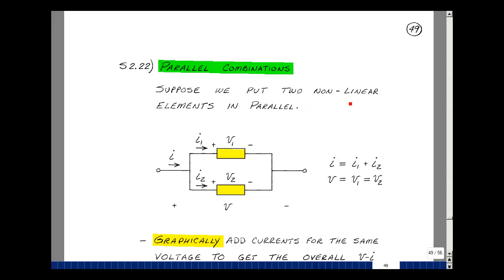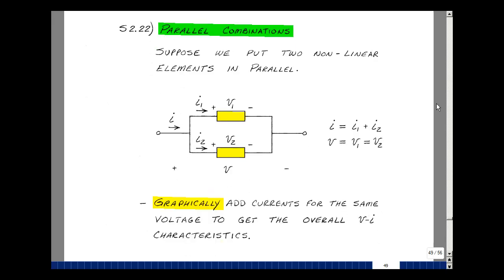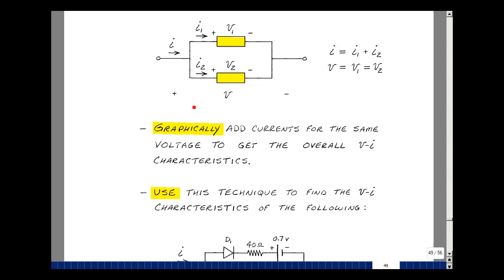Suppose we put two nonlinear elements in parallel, shown here. What can we say about this interconnection? The voltage V across the pair is the same as the voltage across each element, and the current entering here would equal the currents that are leaving the node through elements 1 and 2. For the same voltage, you could add up the currents and get the overall VI characteristics of these two elements, knowing the VI characteristics of each of the individual ones.